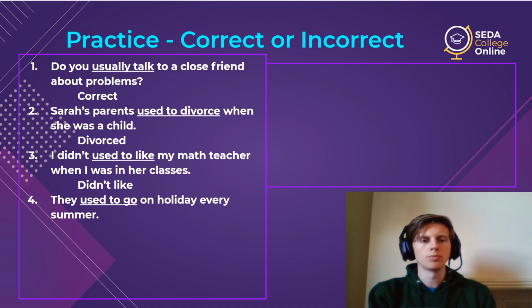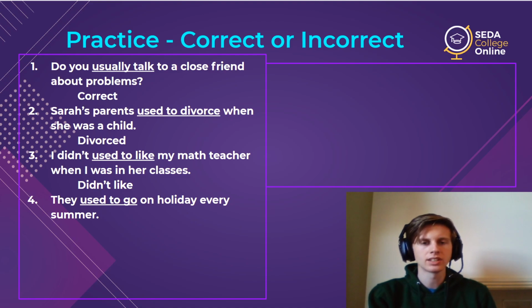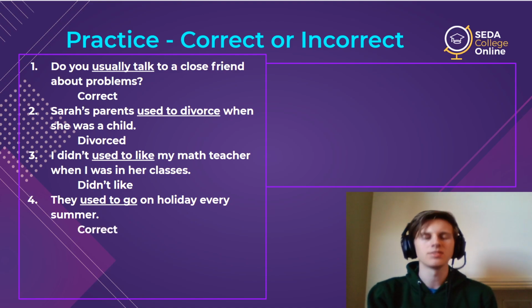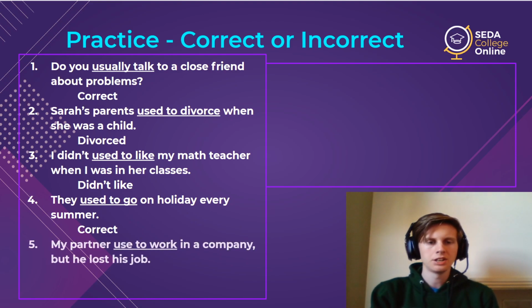All right. Number 4. They used to go on holiday every summer. What do you think? Correct or incorrect? Well, "every summer" is a good hint there. If you said correct, you are correct. Nothing wrong with that. They used to go on holiday every summer, but now everybody is an adult, so we cannot travel.